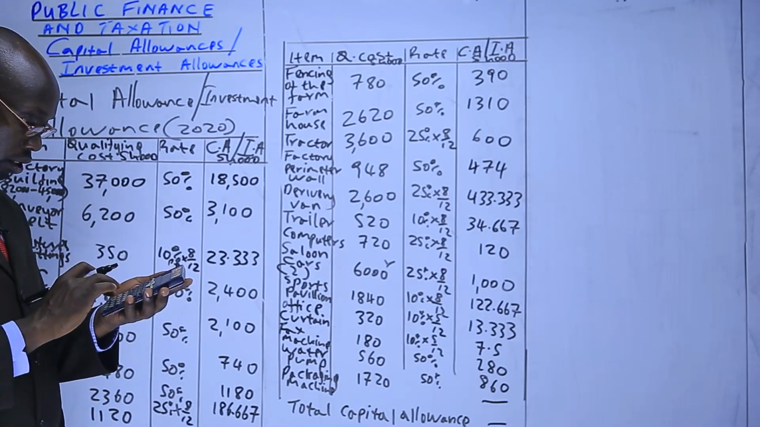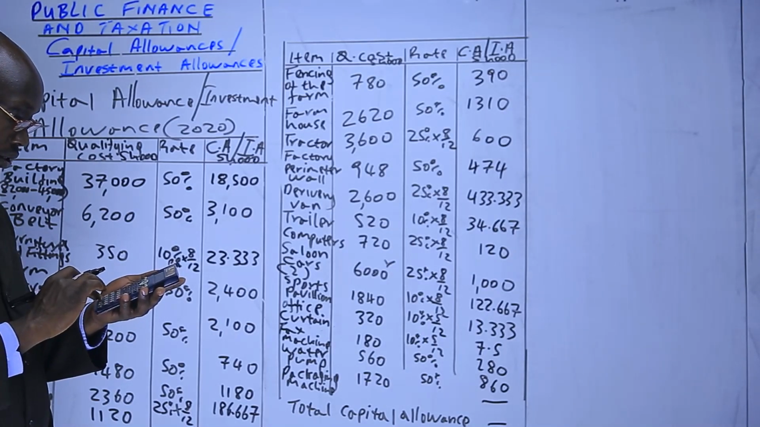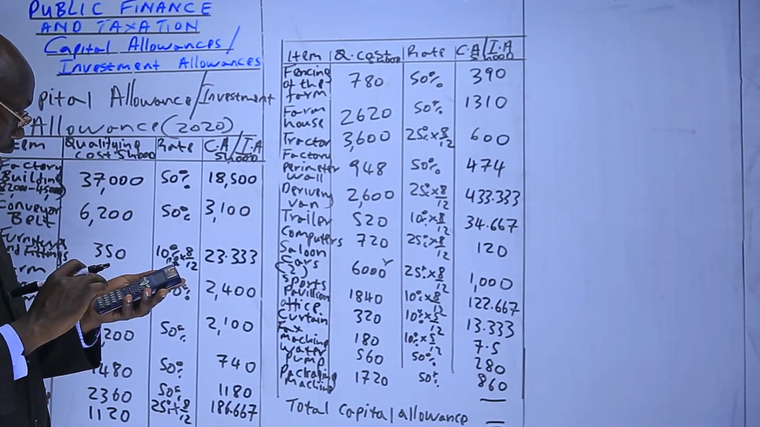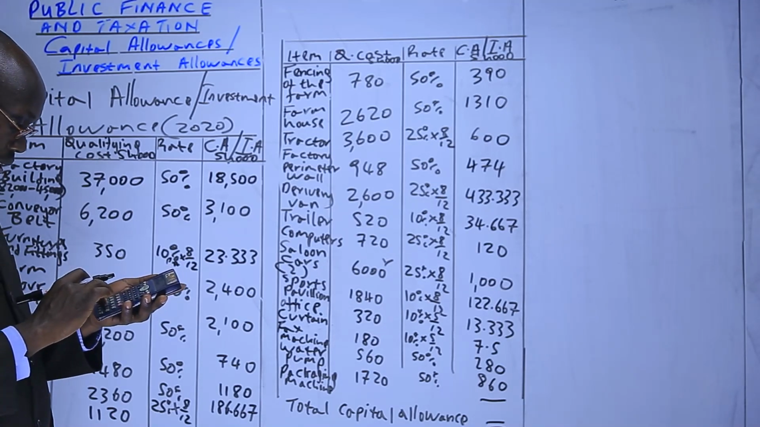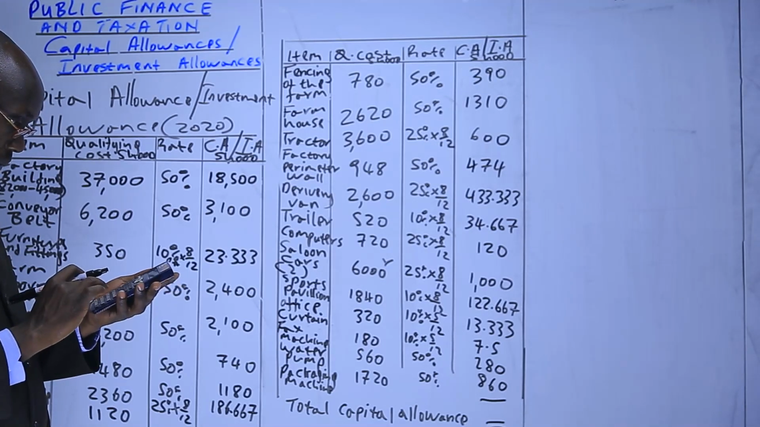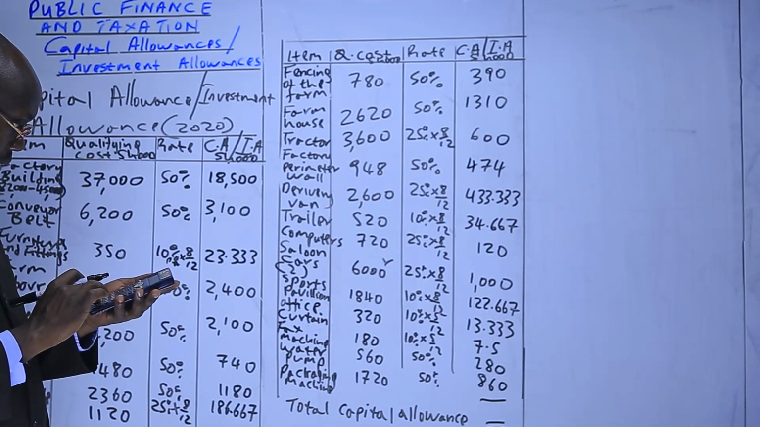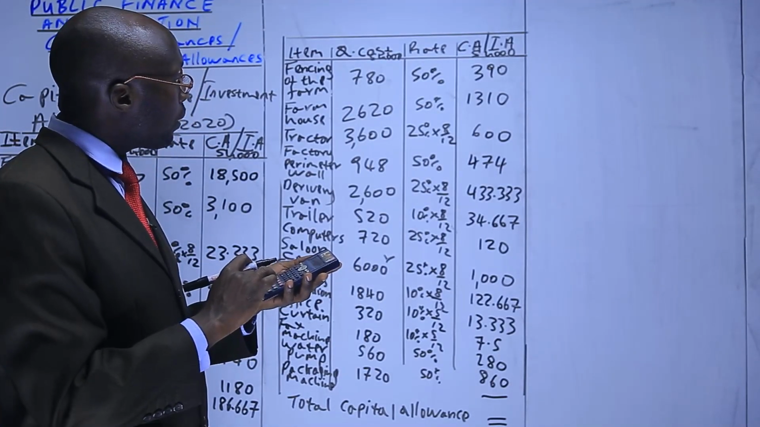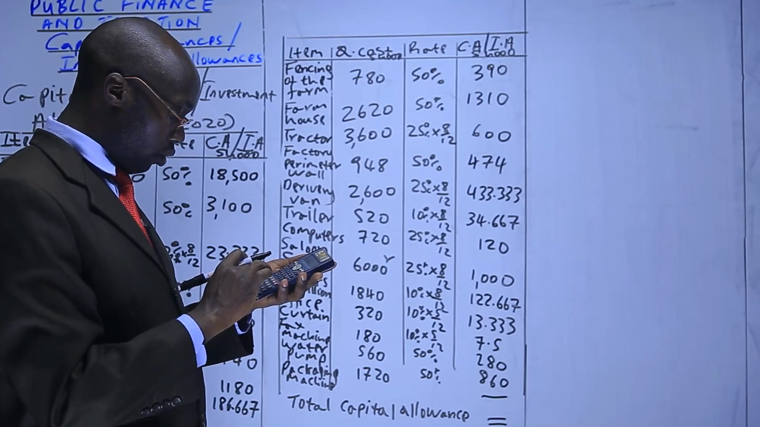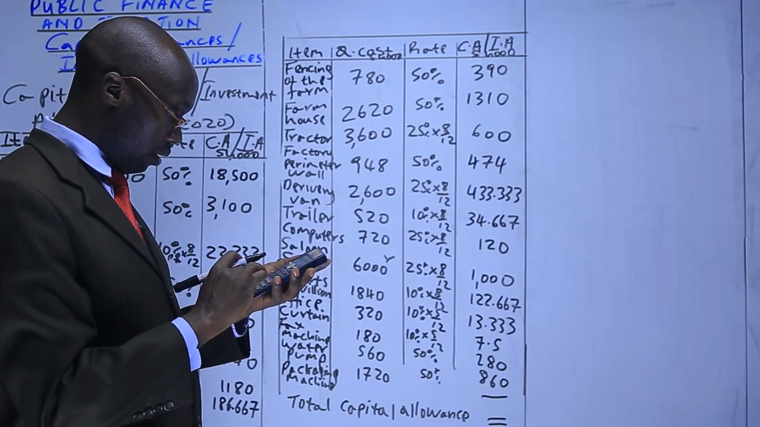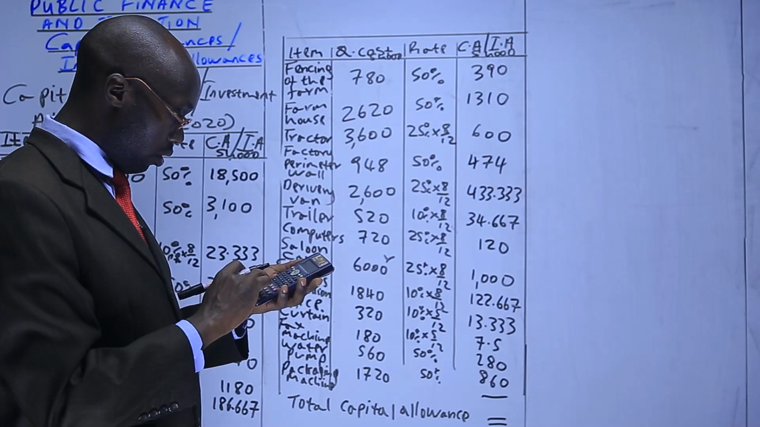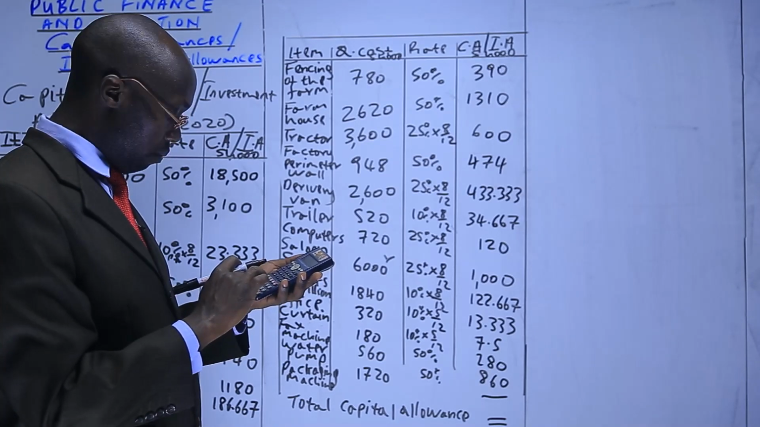The first one is 18,500 plus 3,100 plus 23.333 plus 2,400 plus 2,100 plus 740 plus 1180 plus 186.667. Then we add 390, we add 1310, we add 600, we add 474, then we add 433.333 plus 34.667.